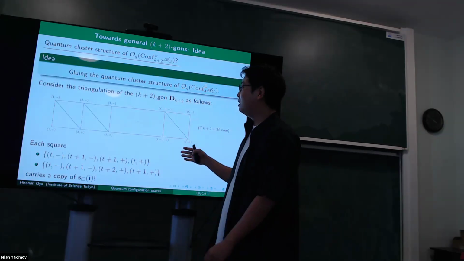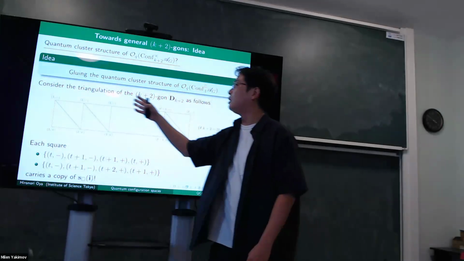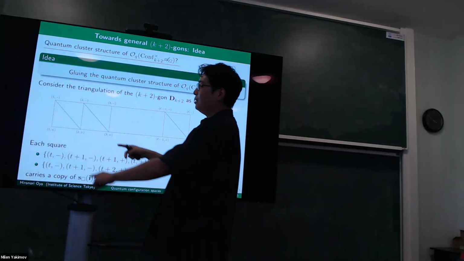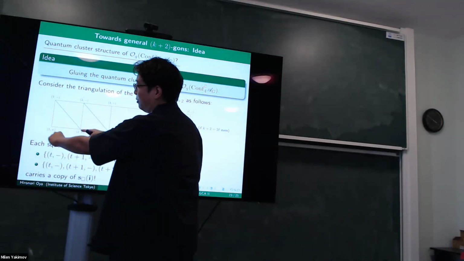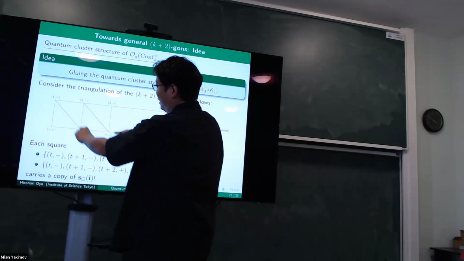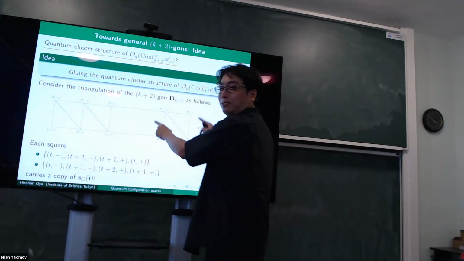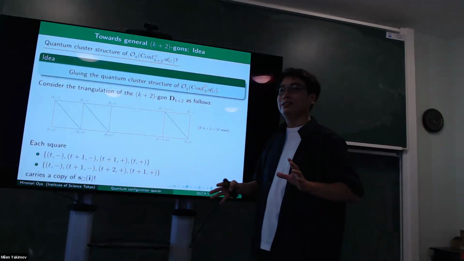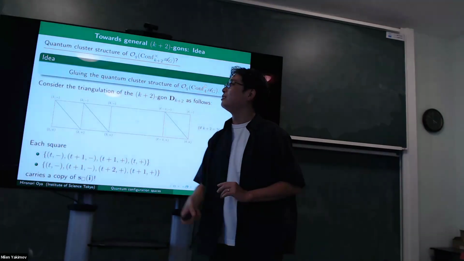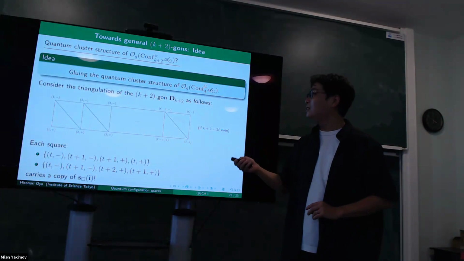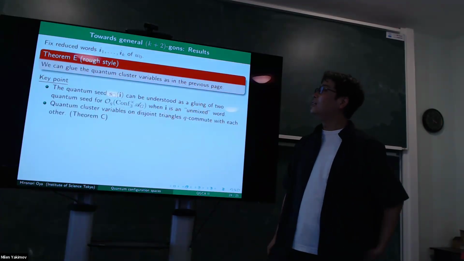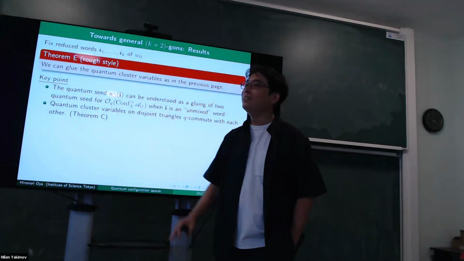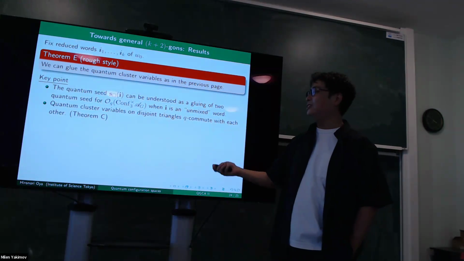So we consider triangulation of K plus 2, and we can find squares here and here and here and here and here and here and so on. And we amalgamate them, then we should obtain the quantum cluster structure on this space. And the rough statement is this one. So actually, this strategy works.